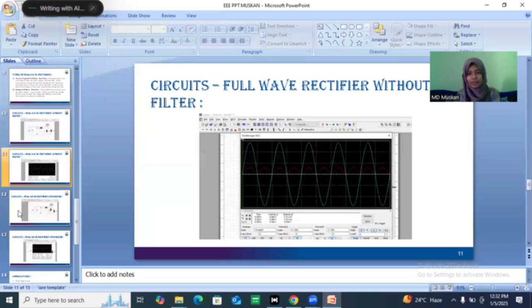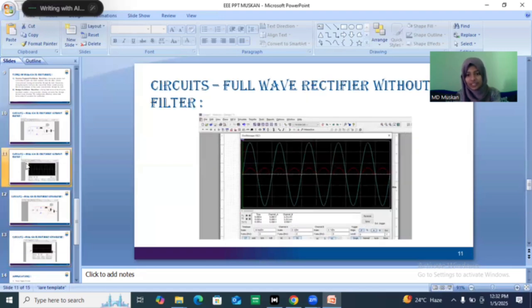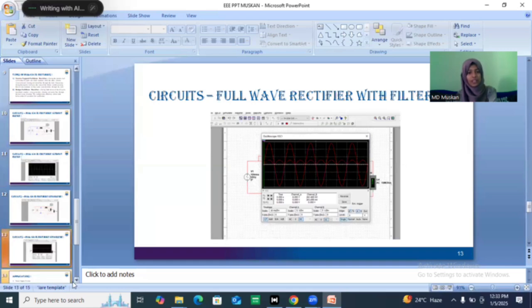The difference between them is the rippling waveforms and sinusoidal waveforms, which change with filter and without filter. This is the difference between them.